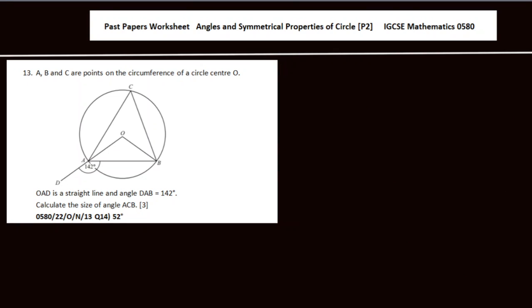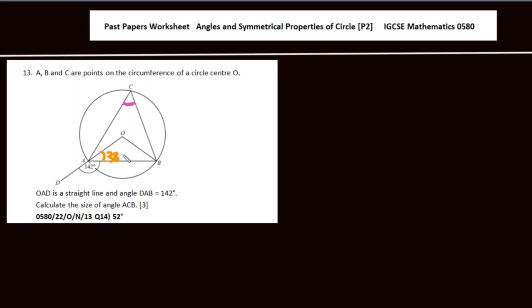Okay, in this question we need the size of the angle ACB. Now how do we get to this angle? We're given this angle 142, and we can find this angle over here by doing 180 minus 142, because angles on a straight line sum up to 180. So this would be 38.